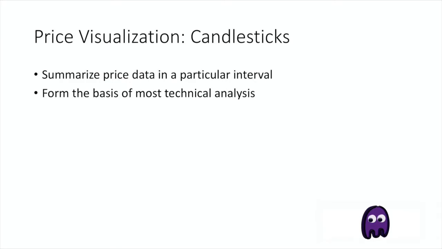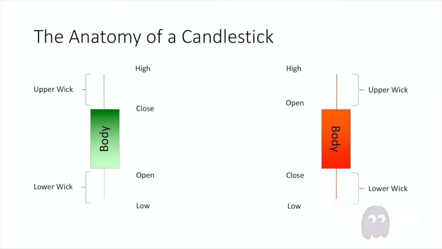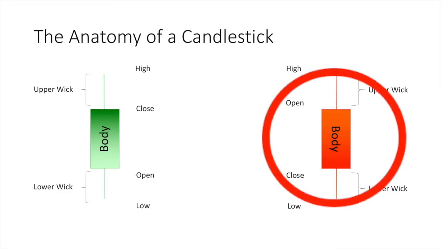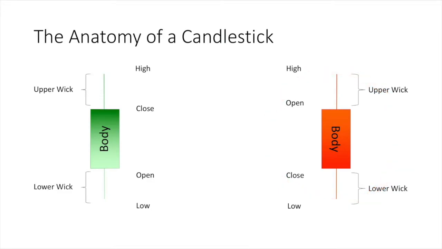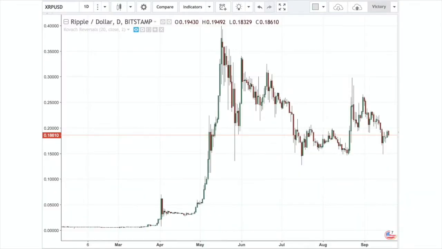Price visualization, candlesticks. This is just a summary of the price data in a particular interval. It forms the basis of most technical analysis. Anatomy of a candlestick: we have the body formed by the open and the close, and the low and high form the wicks. We call them candlesticks because they appear as such given the wick. A bearish candle is the same thing, but where the close, or where we ended, is much lower than the open. Here we have an example of a candlestick pattern with the price of Ripple against the USD.